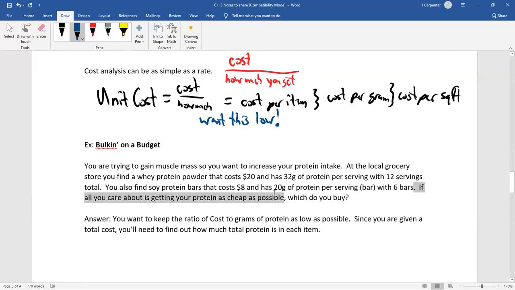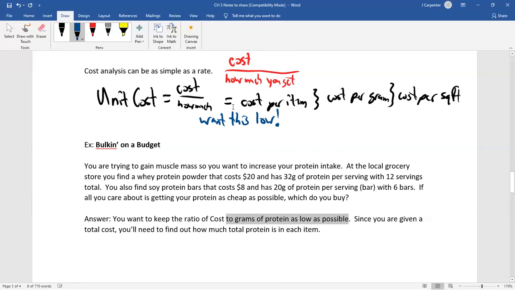So if all you care about is getting your protein as cheap as possible, which do you buy? All we care about is getting it as cheap as possible, not about getting 32 grams versus 20 grams, not about whey versus soy, just cost analysis, pure, unadulterated cost analysis. So you want to keep this ratio of cost to grams of protein as low as possible. Remember, unit cost is the cost to how much you get of it.